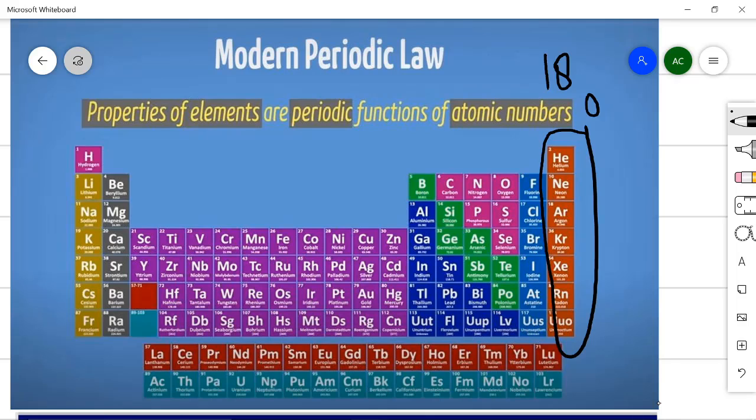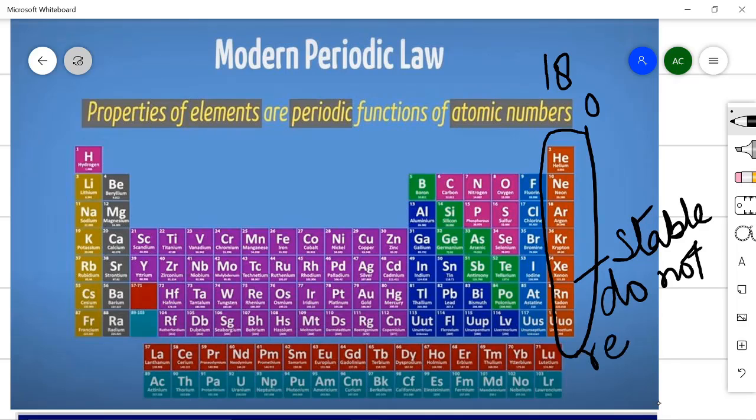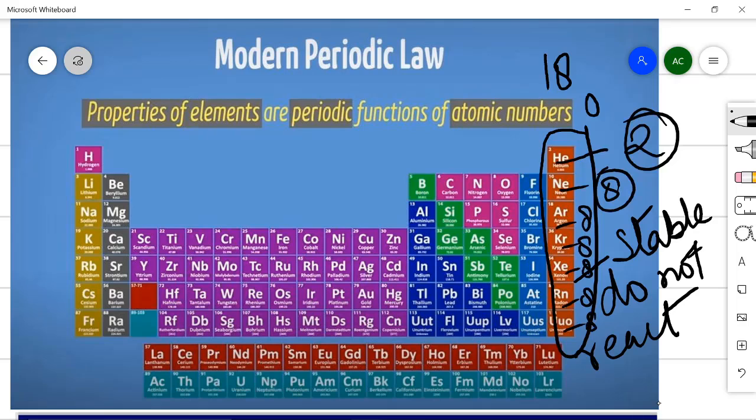Now these zero group or group number 18 elements are called inert gases or noble gases because they have got a stable electronic configuration. They hardly react. They do not react with any other elements, and they've got 8 electrons in their outermost shell except helium. Helium has only 2 electrons in the outermost shell. The rest all have 8 electrons in the outermost shell, and that is why they do not react.